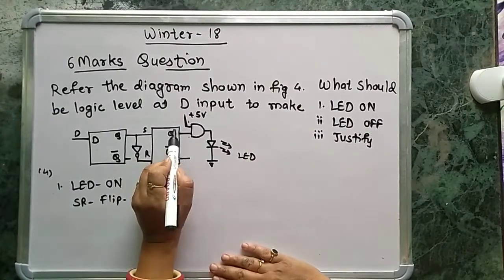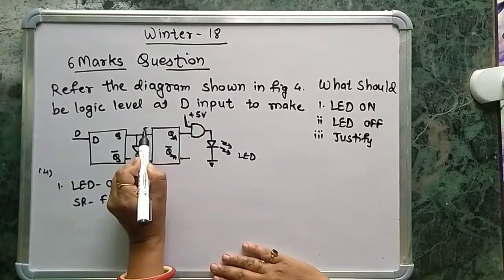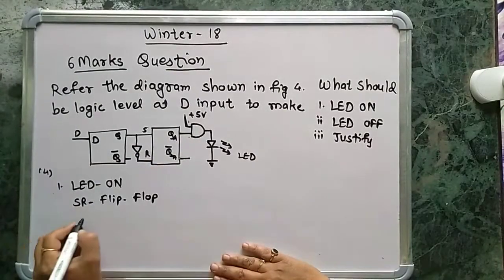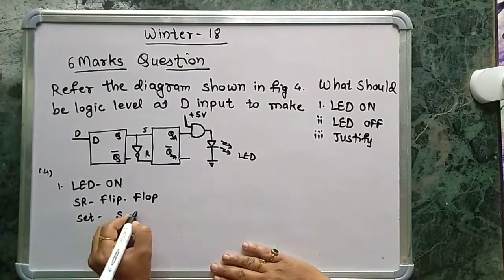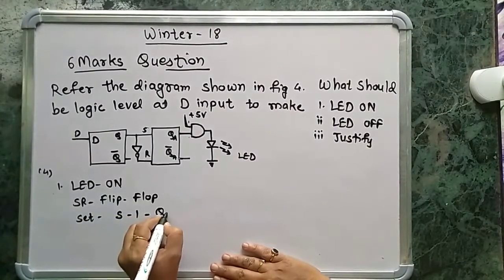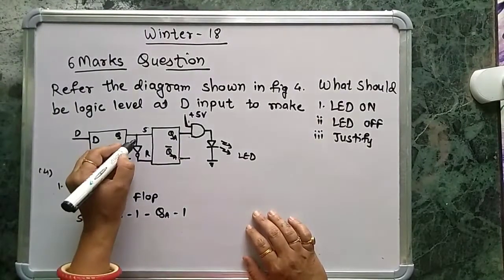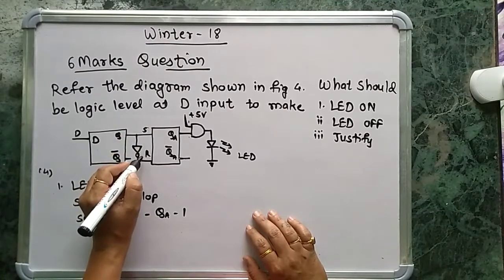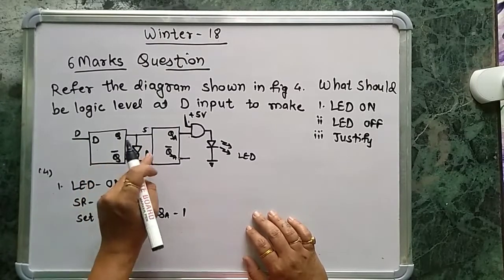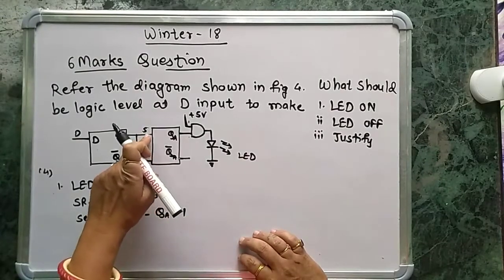This output QA will be 1 when the S input is high, and that condition is called the set condition. When S is given 1, QA will be 1. Now here by default there is a NOT gate, so if this is 1, then this will be 0. So this is the default condition that S is given as 1. Now this will be 1.